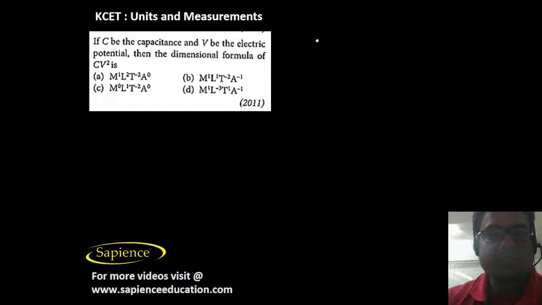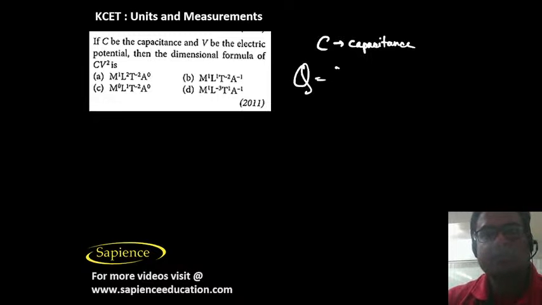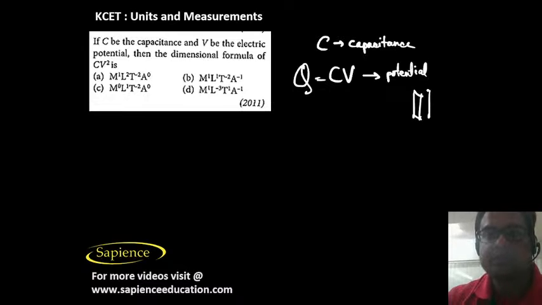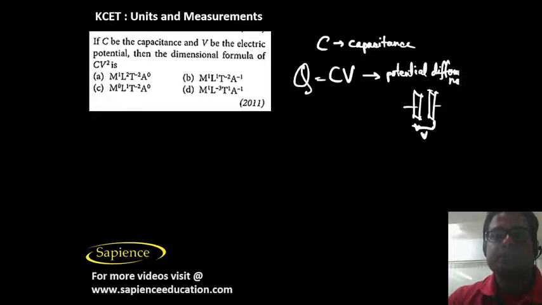It is told that C is the capacitance. We know that Q equals CV, where V is the potential difference between the two capacitor plates. Then the dimensional formula of CV square has been asked.